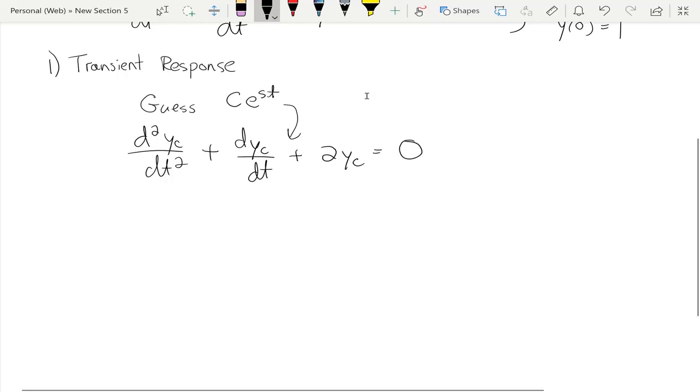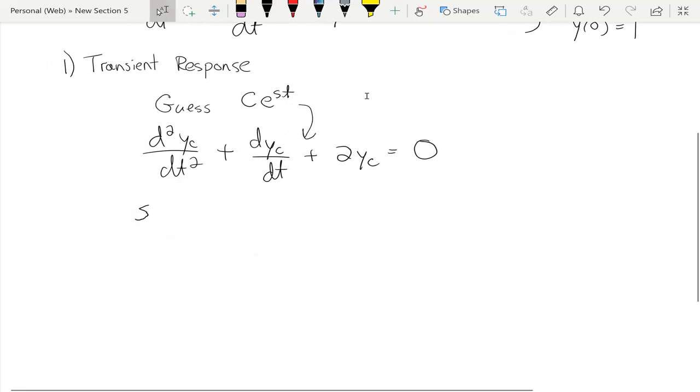and without going through that, you guys already sort of know what's going to happen. If I take the derivative of e to the st, what comes out of that? s times e to the st. So if I take the derivative twice, I get s squared, right? So I'm going to have an e to the st term all over the place in this. And I should end up with s squared times e to the st plus s times e to the st plus 2e to the st, all times c.